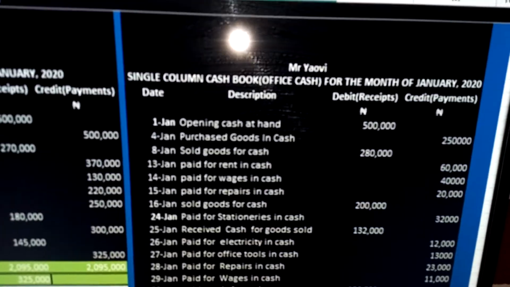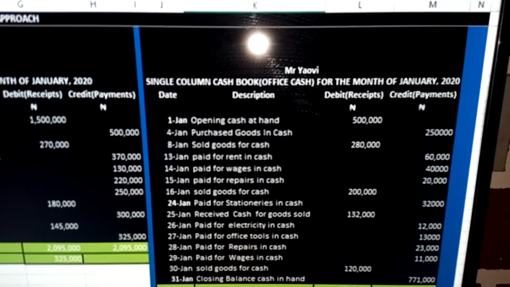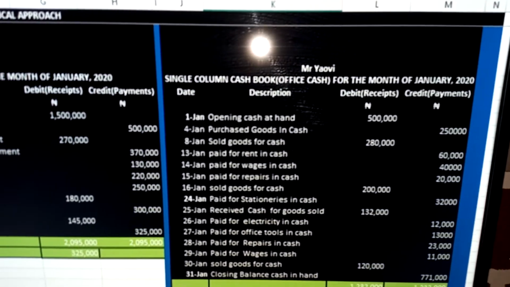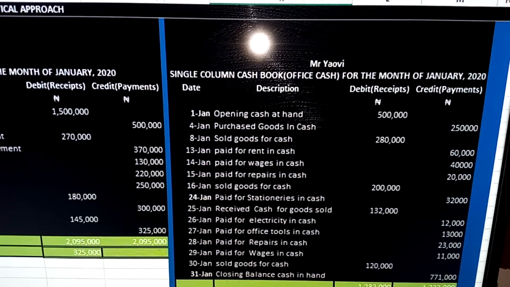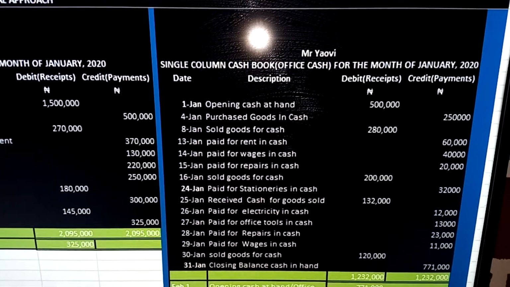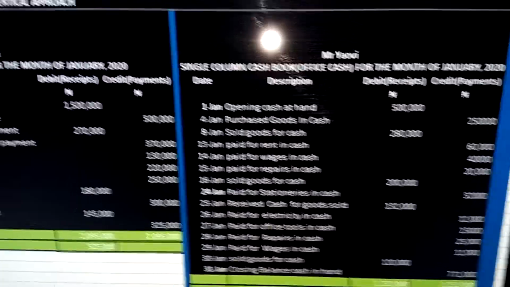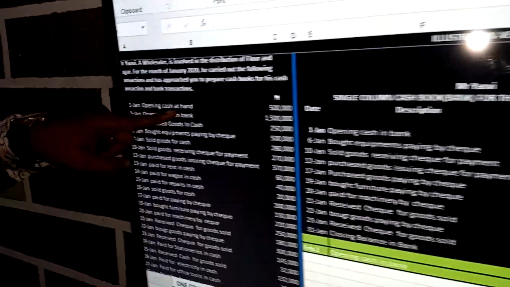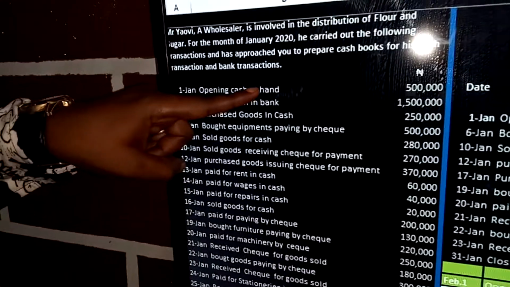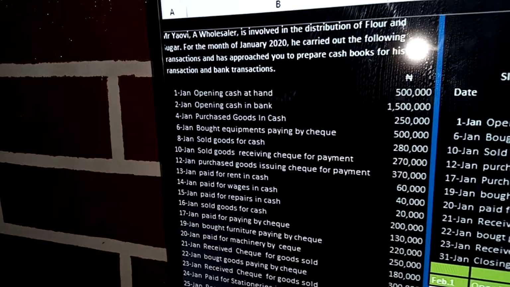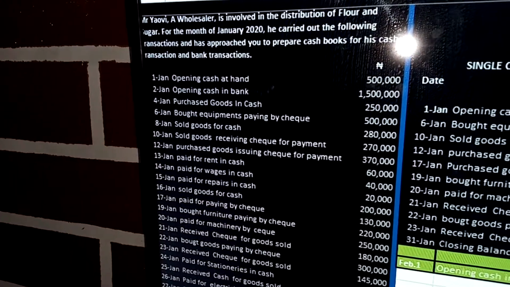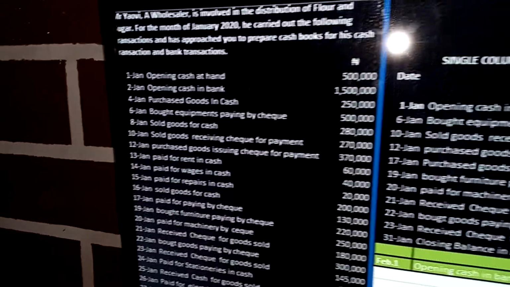Remember, we are recording transactions related to office cash, and transactions related to bank. And since we're seeing opening cash at hand, it means that it is related to office cash. So we'll go to office cash.